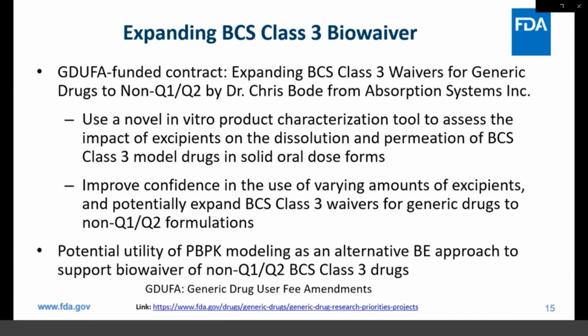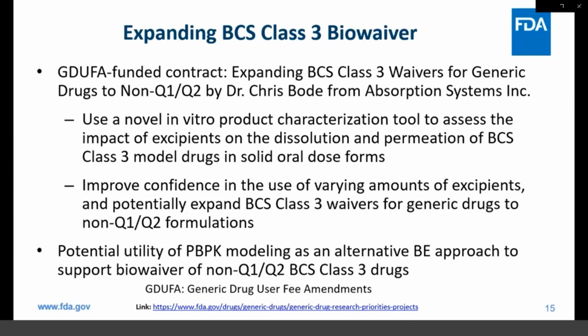For the formulation that is not Q1 the same and Q2 very similar, the impact of excipients on the permeability and in vivo performance would be very important. To fill this knowledge gap, OGD has funded a contract, namely expanding BCS Class 3 waivers for generic drugs to non-Q1 and Q2 products to assess the impact of excipients on the dissolution and permeation of BCS Class 3 drugs in solid oral dosage forms.